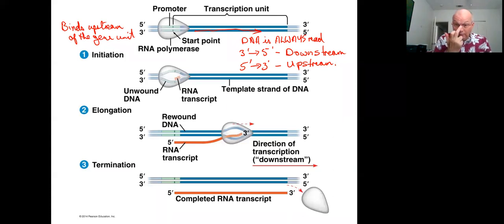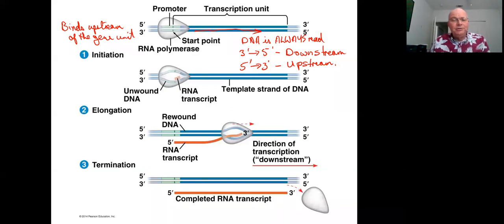In the case of eukaryotes, there may be a terminating sequence. It may be a little bit further downstream from the end of the gene. Or there may not be a termination sequence immediately adjacent to the gene unit. It may be some distance from the gene unit. But at some point, the RNA polymerase will cease transcription and will disengage from the DNA and release the transcript.